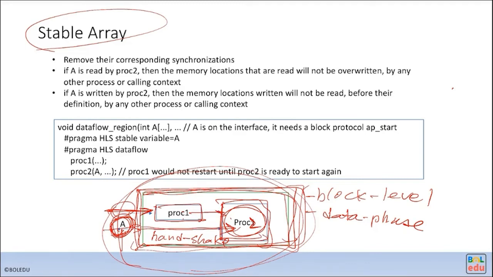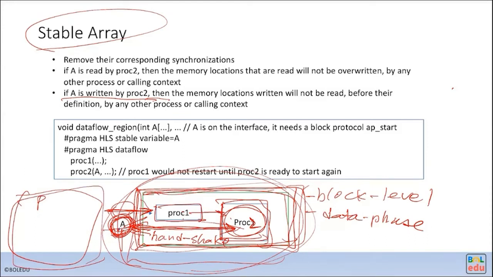Also, if A is the output, and A is written by process two, then you need to make sure the memory location you are writing to will not be read before its definition. That means if it's the output, you want to make sure the next process does not read before it's written. So they all depend on that: the block and block synchronization issue.